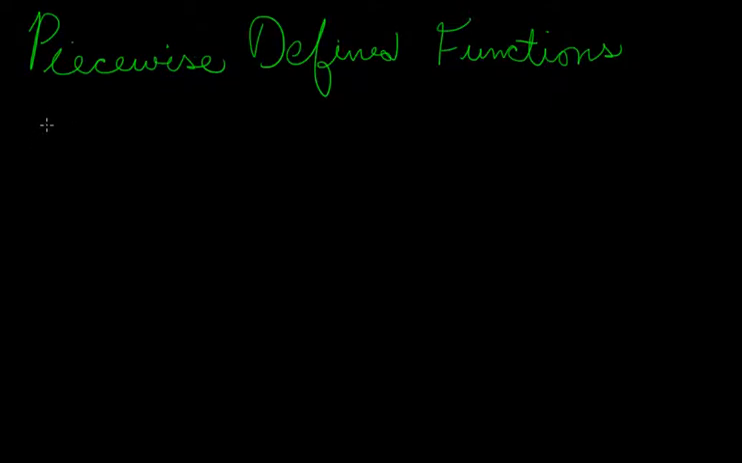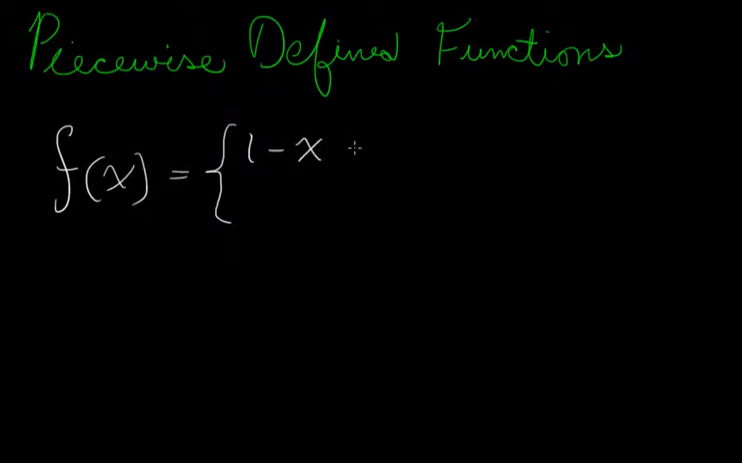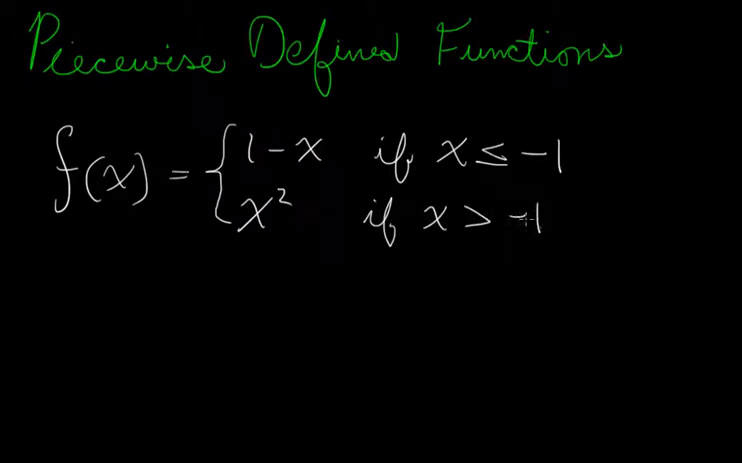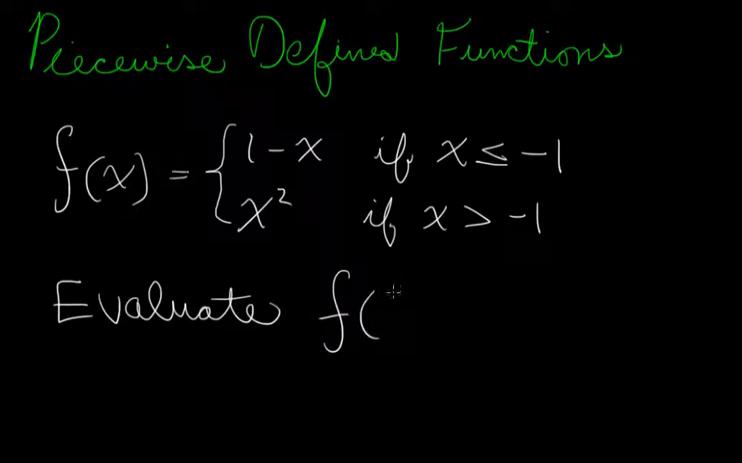A function f is defined by f of x is equal to 1 minus x if x is less than or equal to negative 1, and x squared if x is greater than negative 1. So the example asks us to evaluate f of negative 2, f of negative 1, and f of 0.